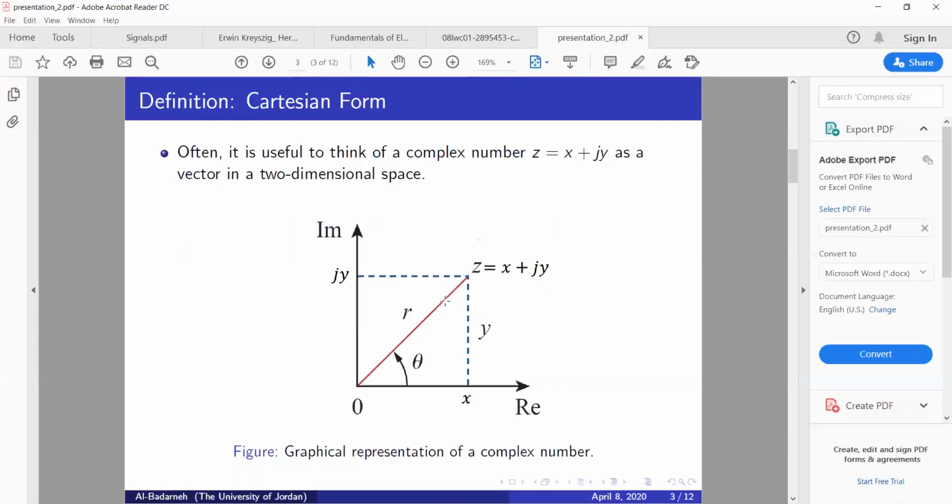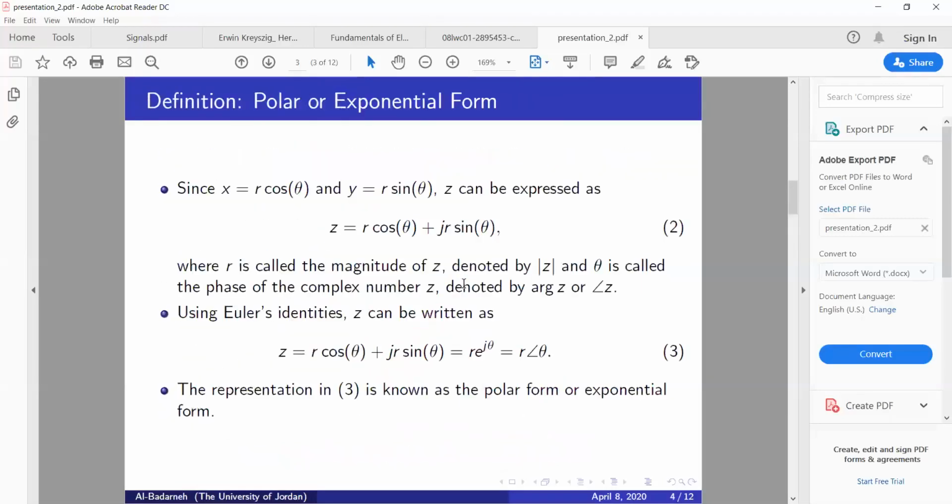So in that sense, we can say that this complex number has a length of r and an angle theta that is measured from the positive x-axis, where r and theta can, of course, be expressed in terms of x and y. It turns out from this graphical representation that x is equivalent to r cosine theta, and y is equivalent to r sine theta. So we can express z equals x plus jy as z equals r cosine theta plus j r sine theta.